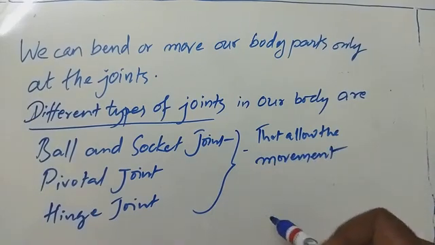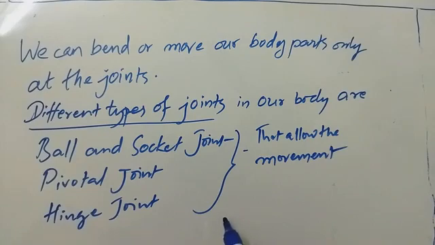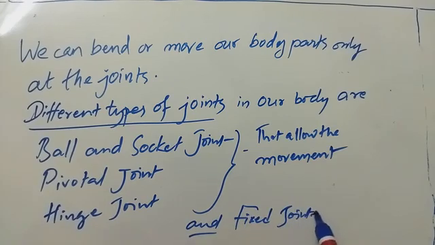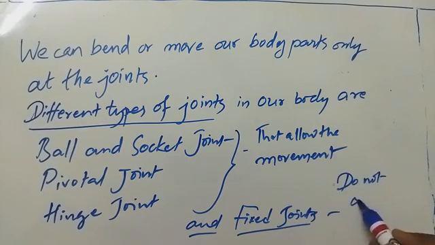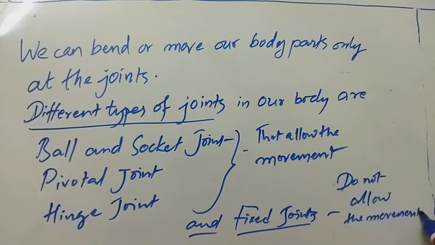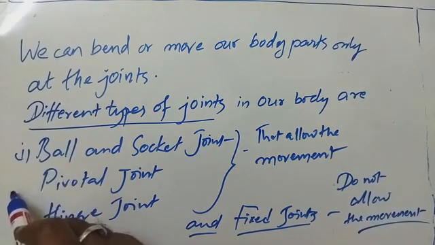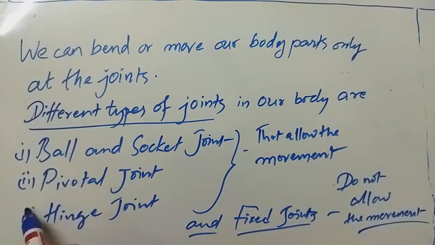And there is one more type of joint called fixed joint. These do not allow the movement. So there are totally 4 types of joints: ball and socket joint, pivotal joint, hinge joint, and fixed joint. And out of these 4, 3 allow the movement and 1 will not allow the movement.